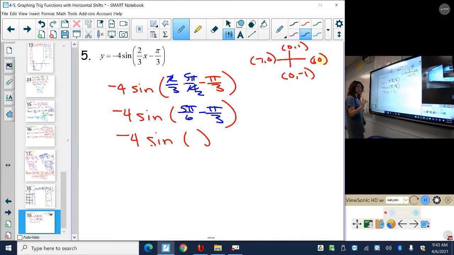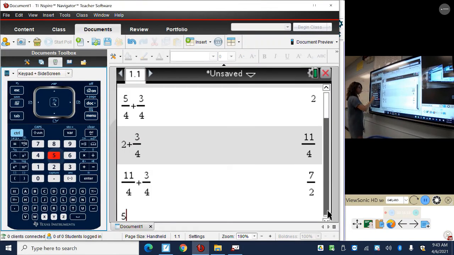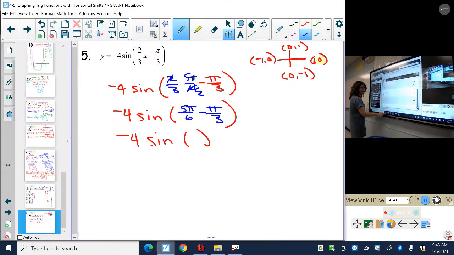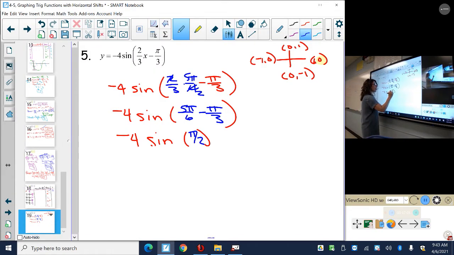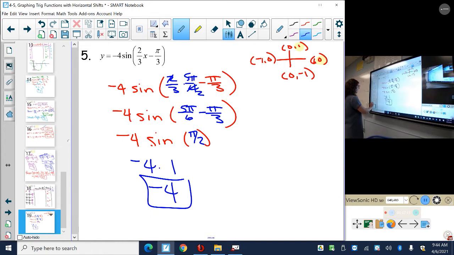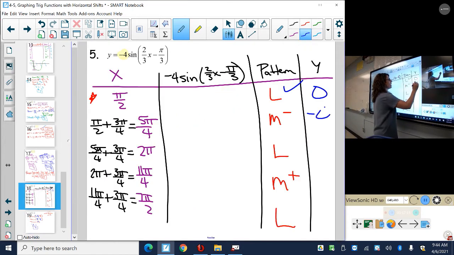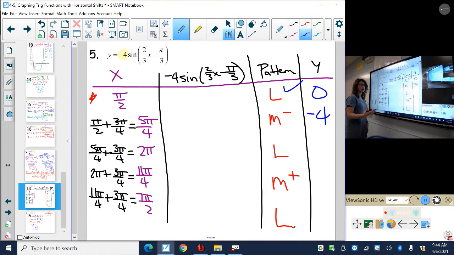So you're going to use your calculator. So you're going to say 5 divided by 6 minus 1 divided by 3. And that's going to give you 1/2. So that means that this is pi over 2. Well, what is the sine at pi over 2? That is a 1 to give me negative 4. So negative 4 is what is my minimum. So I need to check to make sure that my minimum is indeed negative 4.